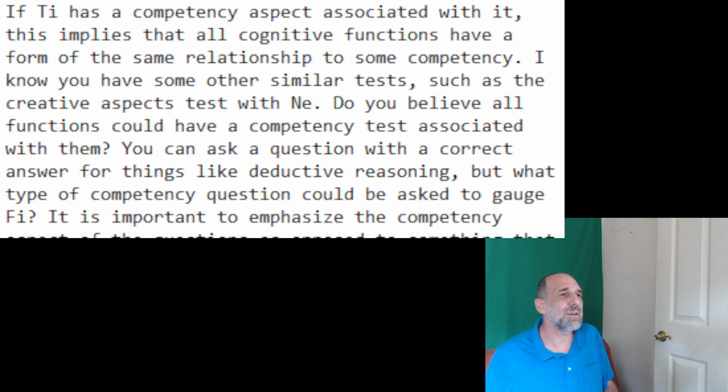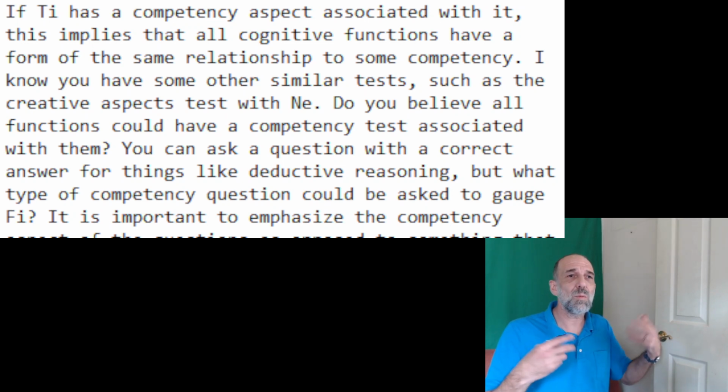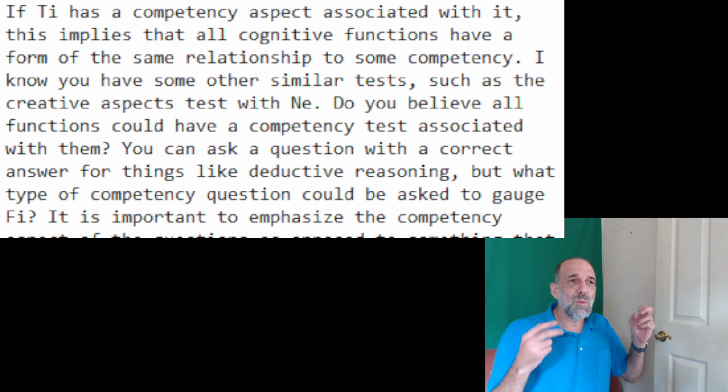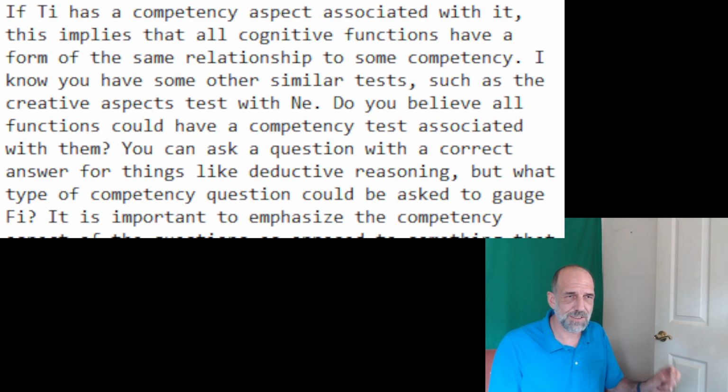If TI has a competency aspect associated with it, that implies that all cognitive functions have the same competency aspect. They do. But I don't have tests for all of them. See, this is where the information processing problem comes in. TI is an information processing function. FI is an information processing function. We can test TI's information processing function because it's an external, objective, universal kind of thing. In other words, it deals with the logic of language, which is the one universal logic. Everything else has its own distinct logics, and that's what TE deals with, okay?